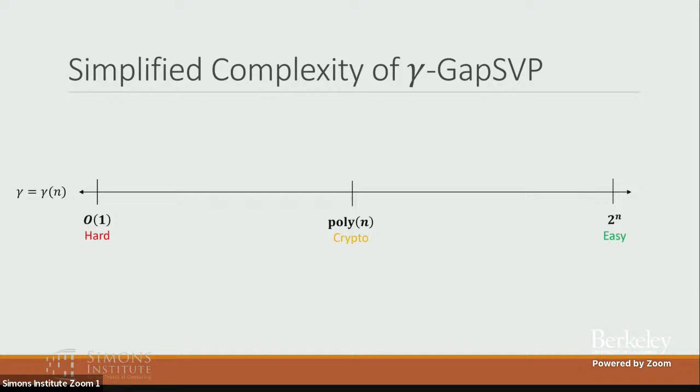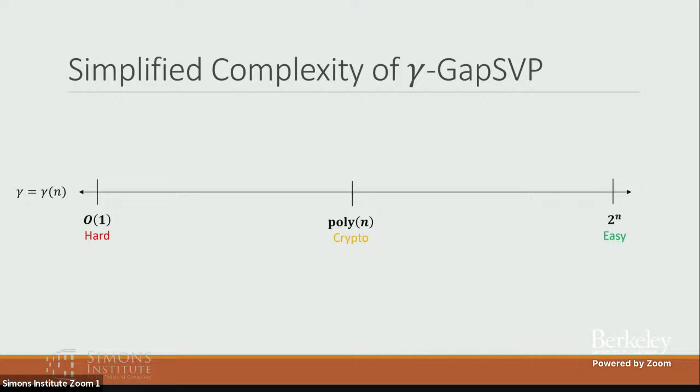Again, I said this is a talk about complexity. Just in a panoramic view, when you're thinking about the complexity of this problem, there's this sort of slider, and Rajendra had a similar slide in his talk, where you can think of what happens to the complexity of this problem as we vary the approximation factor, which we think of as depending on n. At a panoramic level, you should think of exponential approximation factors being easy, constant approximation factors being hard, and in the middle, we have crypto.